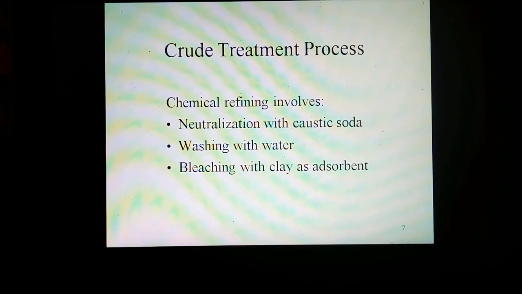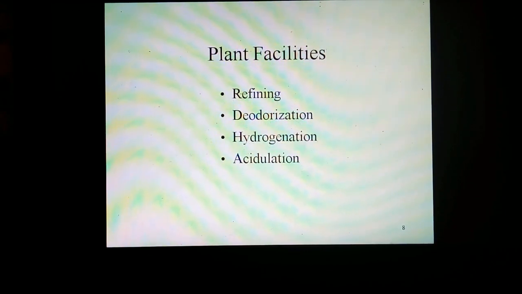Crude FBO treatment process. Stage 1. Chemical refining of the SBO involves neutralization with caustic soda and washing with water. This is followed by bleaching with clay as adsorbent. Neutralizer and bleacher are the proprietary packages supplied by some companies specialized in this line on turnkey basis. The process is continuous.